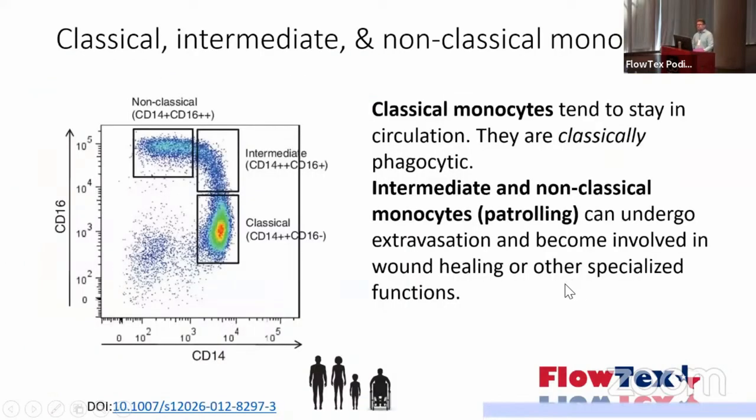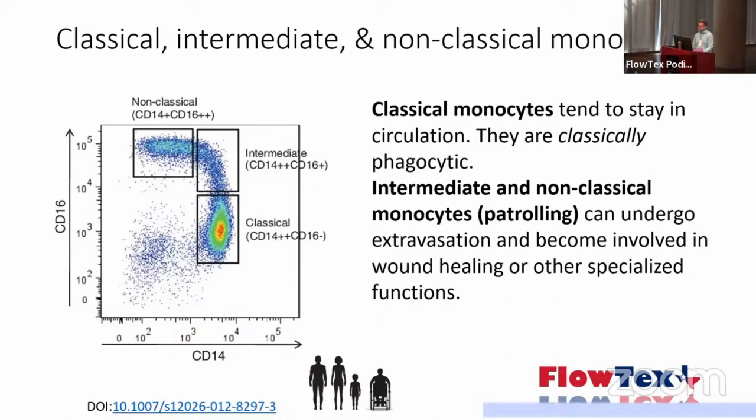By flow cytometry in humans and mice, it's a little bit different, although some of the markers are shared. But monocytes are described as being classical, intermediate, or non-classical. So this is looking in peripheral blood. And they're separated based on their expression of CD14 and CD16, a couple of signaling molecules. One of them is an Fc receptor. We'll get into that later, I hope. But basically, it's about their function.